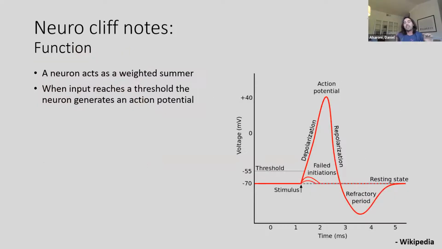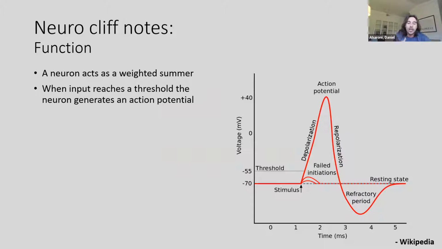Cool. So first, super fast, somewhat accurate, somewhat not accurate, cliff notes of what we're trying to achieve when we image neural activity. We can roughly think of a neuron as acting like a weighted summer. It has all these upstream neurons whose inputs get summed together.